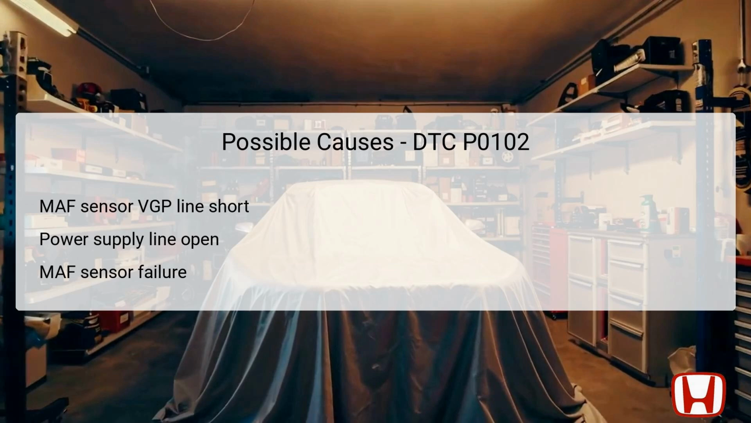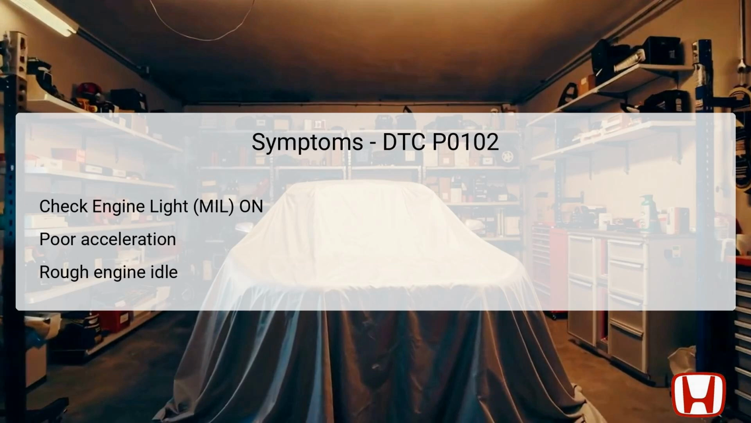trouble code. The symptoms associated with DTC P0102 can vary, but commonly include the illumination of the check engine light, also known as the malfunction indicator lamp, MIL. Drivers might experience poor acceleration, where the vehicle does not respond as expected to throttle input, leading to frustrating driving conditions.